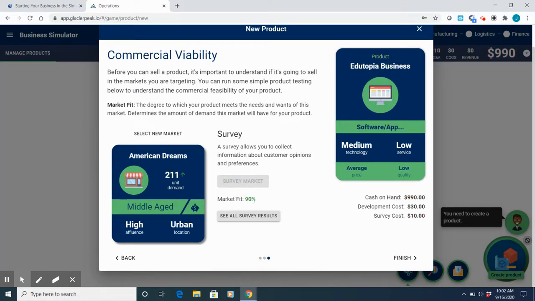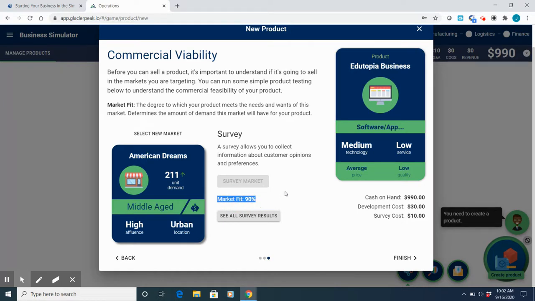It says this is a 90% fit. And it also indicates that there's a demand here that's pretty decent. Again, if you hover over anything, it will show you how many units it might sell. This won't mean a lot to you at this point, but the bigger this number and the bigger this number for market fit, the better the results will be.